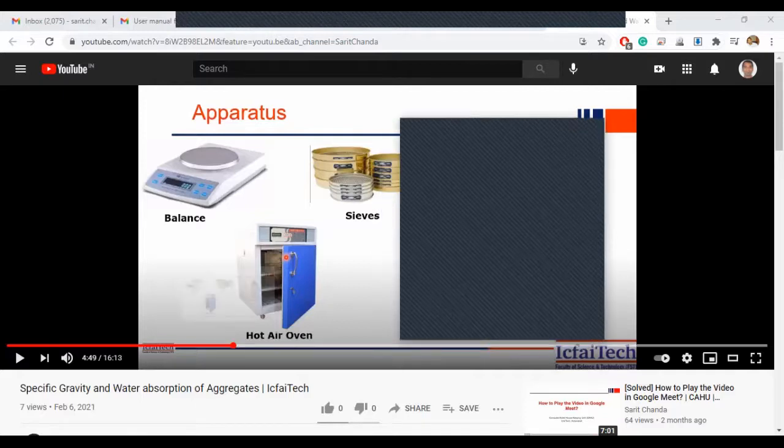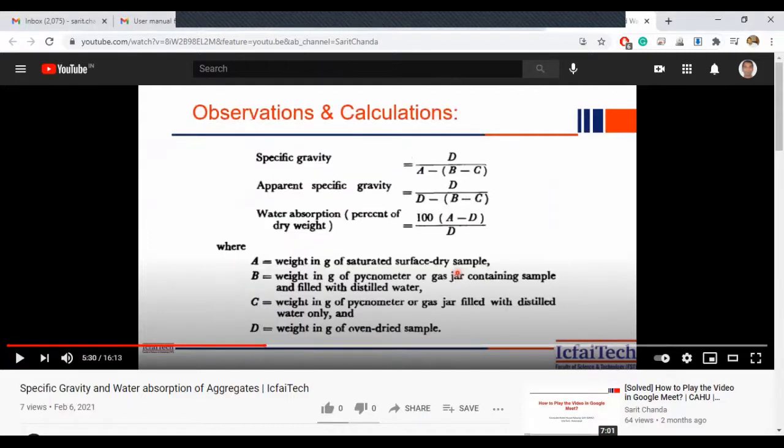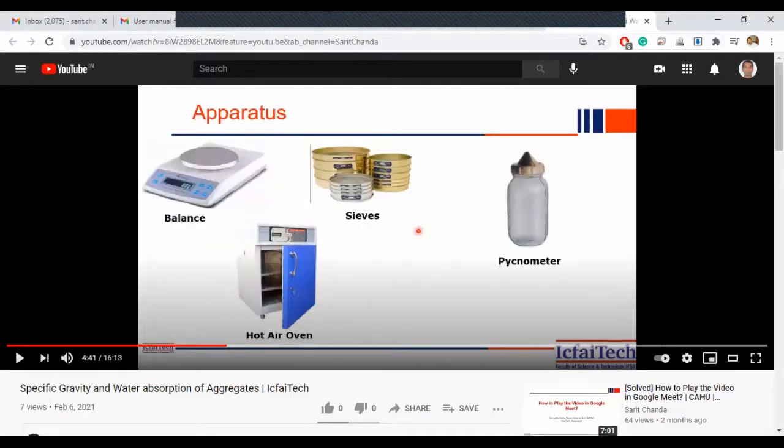Yes. So we use a pycnometer, right? In this experiment, using this pycnometer, you can also find the specific gravity of sand. Sand comes under fine aggregates. Aggregates are basically of two types, right? One is coarse aggregate, another is fine aggregate.